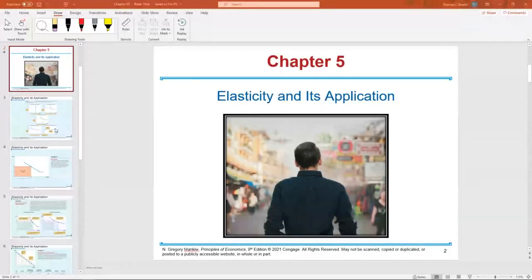This is chapter 5. In chapter 5, we're going to focus on elasticity, which is, as I said, responsiveness of X to changes in Y. As a business, we need to know the elasticity of our product. Is it an elastic demand curve or an inelastic demand curve?